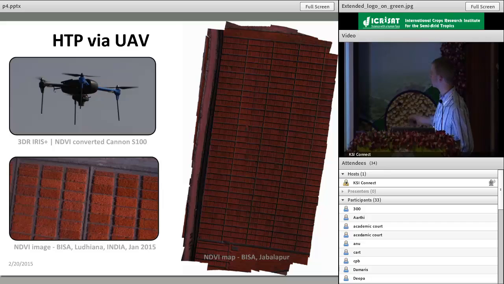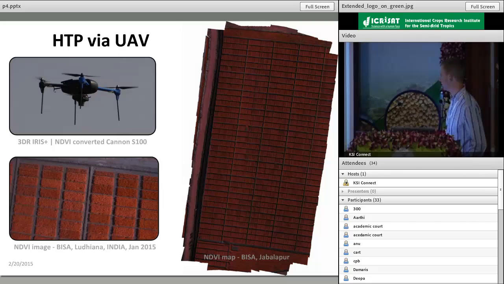This is just at a bigger scale. You take hundreds of those images, you stitch them together, and you can get your entire field nursery. This is about 1,500 plots at the current nursery in Jabalpur.